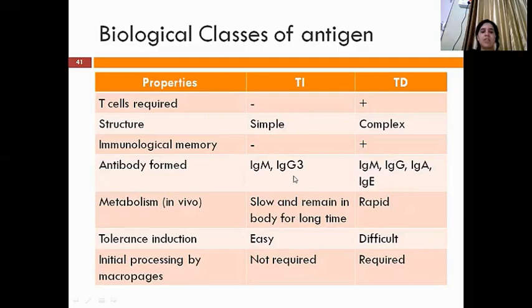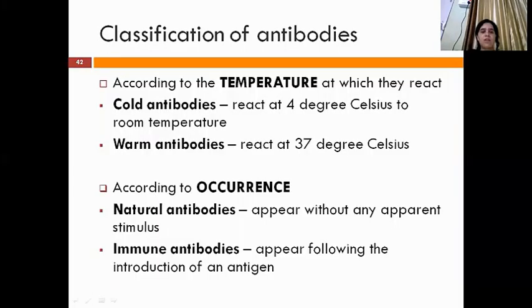Antibodies formed are IgM and IgG3. These are the types of immunoglobulins that we'll be studying in detail, their structure and all. Metabolism in vivo is slow and they remain in the body for a long period of time, whereas these are rapid. Tolerance induction is easy here, whereas it is difficult there, and initial processing by macrophages is not required here, whereas it is required there.